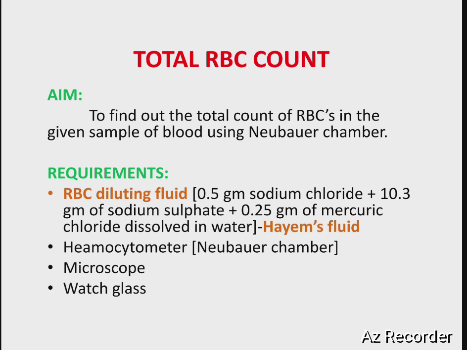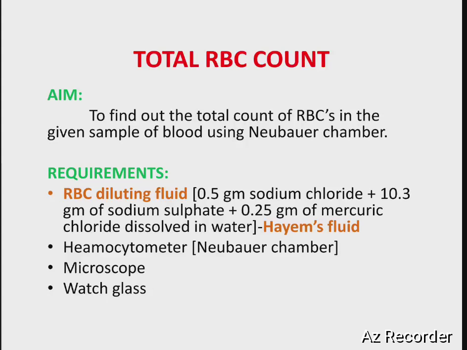Here we are using a diluting fluid called RBC diluting fluid, which contains 0.5 gram of sodium chloride, 10.3 gram of sodium sulfate and 0.25 gram of mercuric chloride, which is dissolved in water. Totally, RBC diluting fluid is called Hayem's fluid.